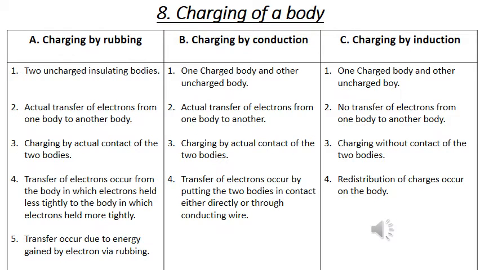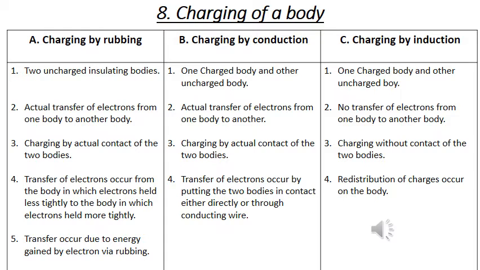Our next topic is charging of a body. This can be done by three methods. First is charging by rubbing, second is charging by conduction, and last is charging by induction. In the first method, that is charging by rubbing, two uncharged insulating bodies rub against each other. By doing so, electrons of the body gain energy and get transferred to another body.